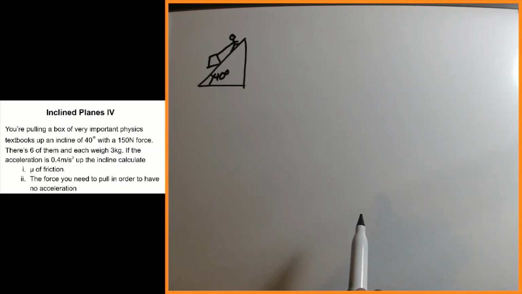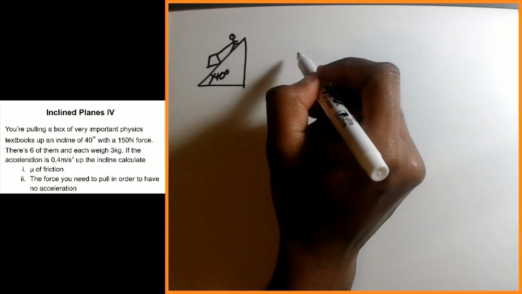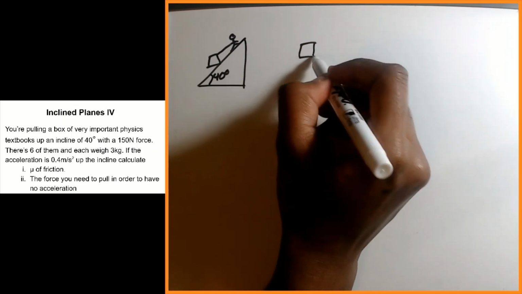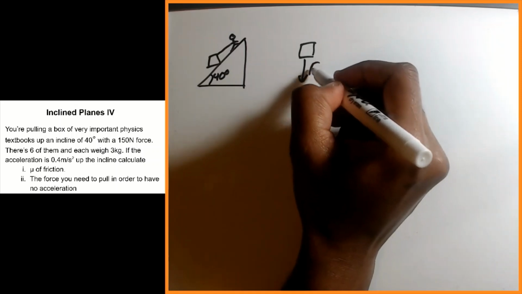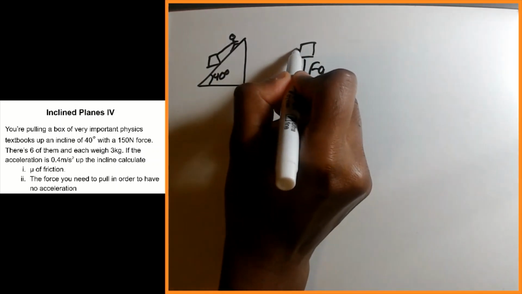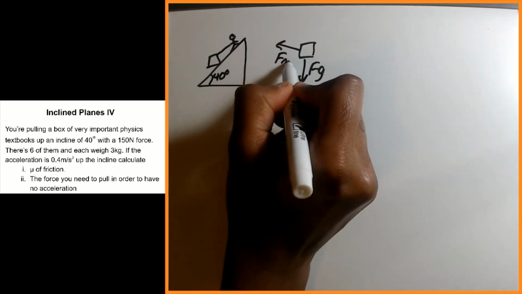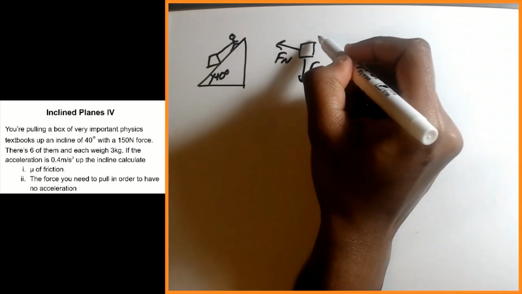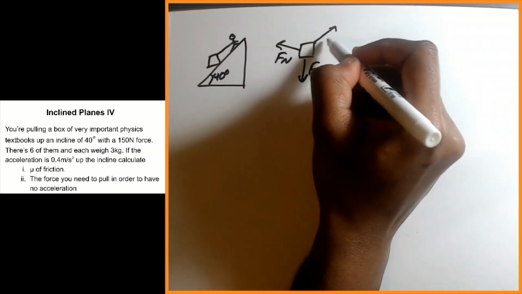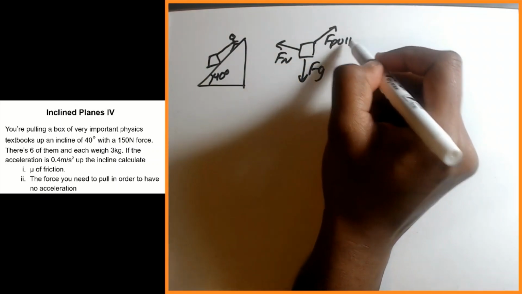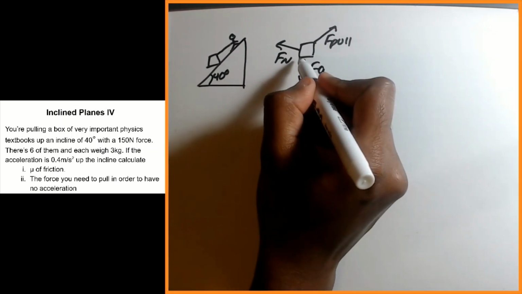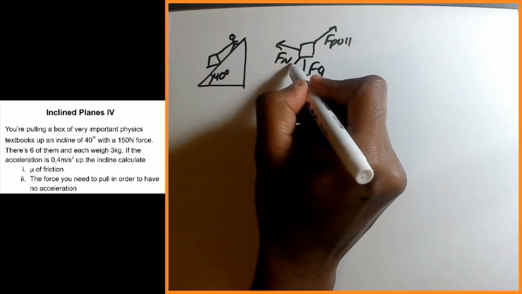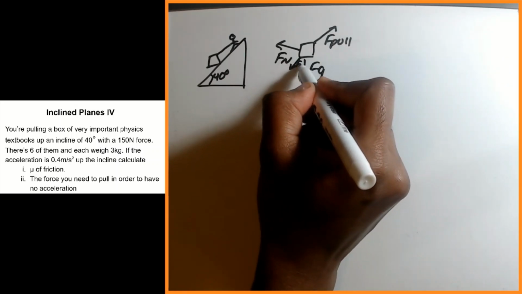So next thing we want to do is to draw a free body diagram of the forces acting on this box of physics books. So you have Fg and then Fn. Then you have the pulling force acting this way. And because you are accelerating up the incline, friction, of course, is going to oppose that motion, so it's going to be pointing down. I'll try to squeeze that in.